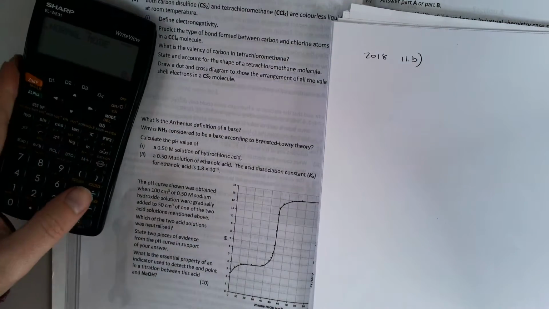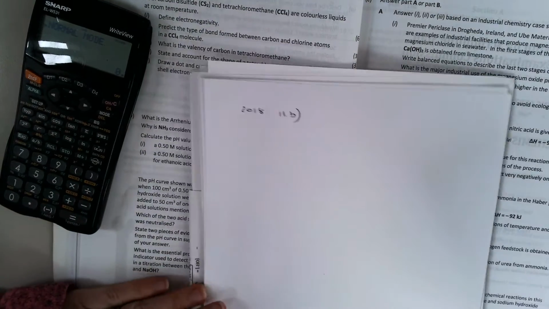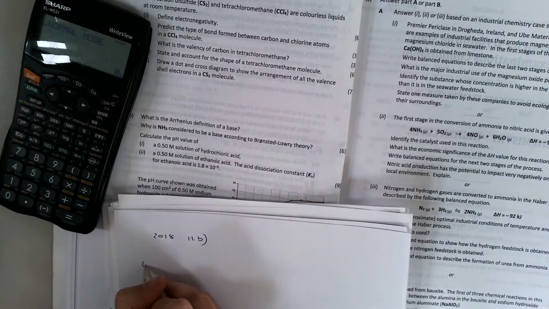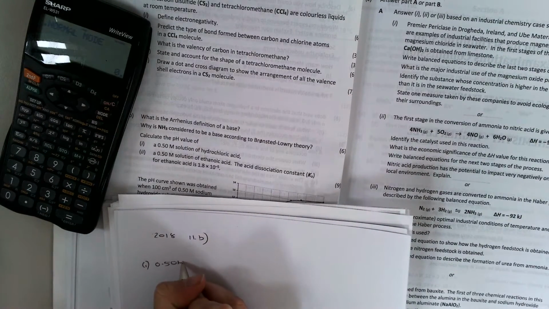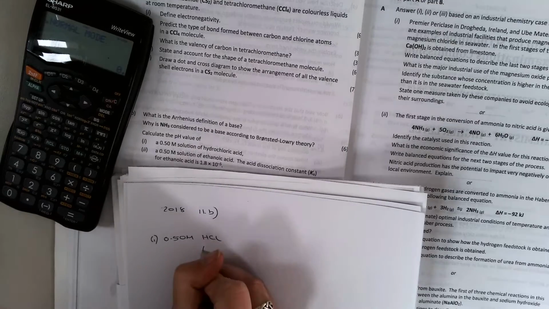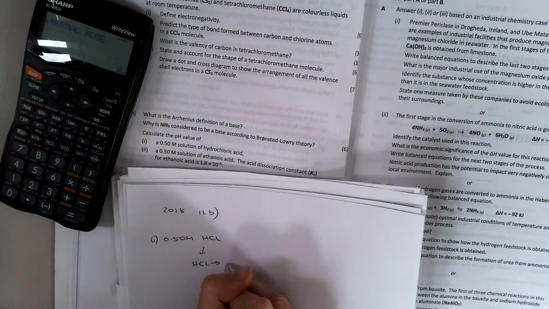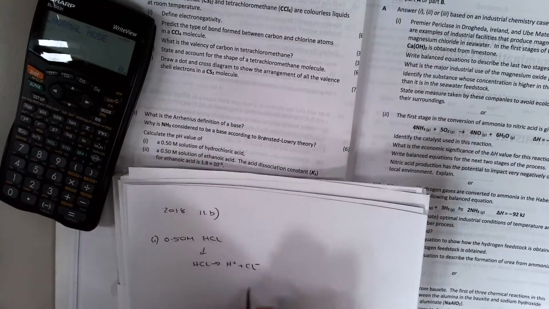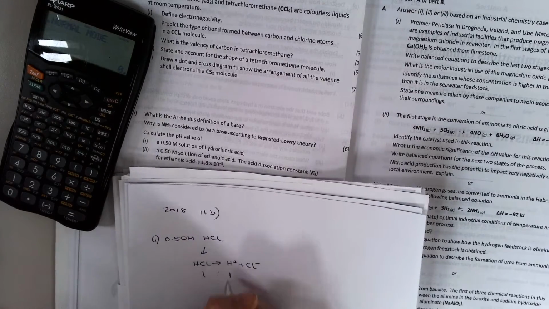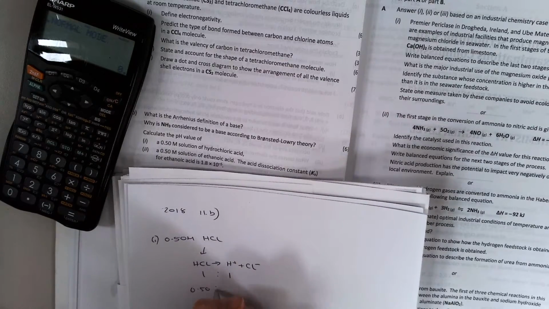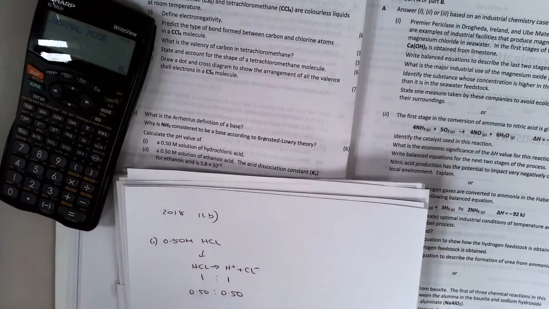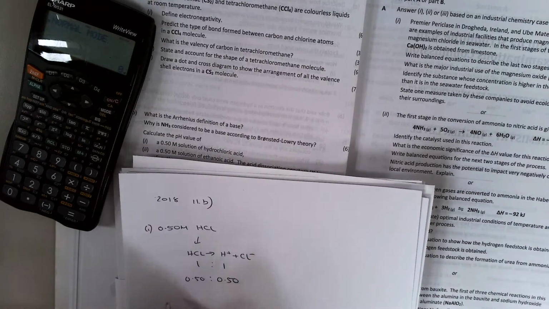Then you're asked to calculate the pH value of a 0.5 molar solution of HCl. So firstly here HCl splits into H plus and Cl minus. So the ratio there is 1:1. So if I have 0.50 moles of HCl, I have the same number of moles of H plus.